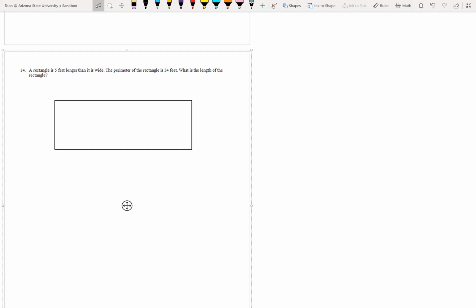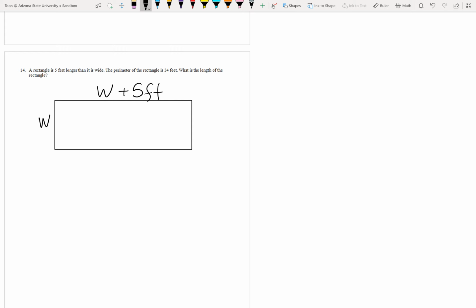So I'm going to have to use a variable. Since I'm comparing it to its width, it's 5 feet longer than it is wide, so the width is sort of like the thing that's controlling the problem. I'm going to make the width my variable. And I know that its length is 5 feet longer than that. To be longer than something is addition. So I know the length is the width plus 5 feet.